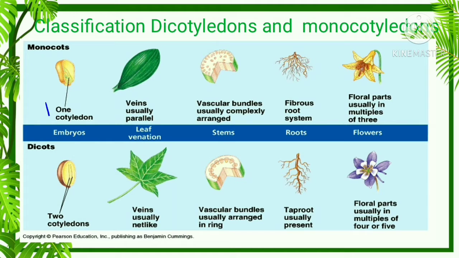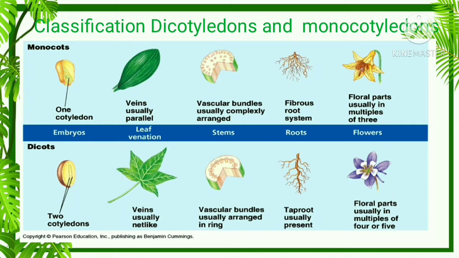The word mono itself indicates one, it is having only one cotyledon, whereas di indicates two cotyledons. So dicot is having two cotyledons and monocot is having a single cotyledon. This is the most important difference.